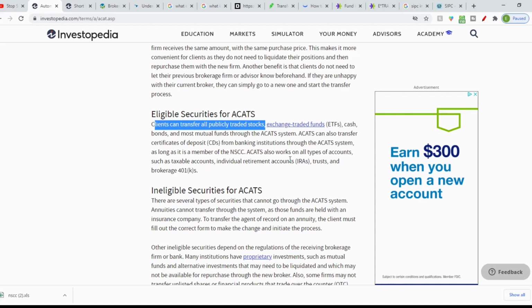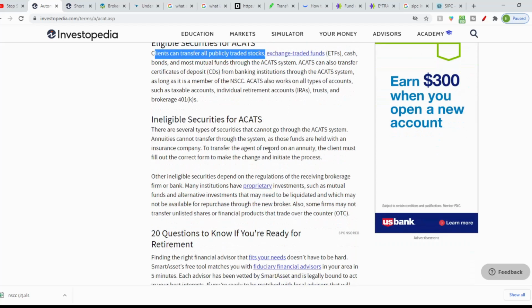But not everybody does all three. The main ones are cash and ETFs and the stocks themselves. But you got to make sure, whoever you're transferring it to, that they do trade that stock in their brokerage account. So that's very important. And here are ineligible securities. You guys can read all this. I'll leave a link down below.